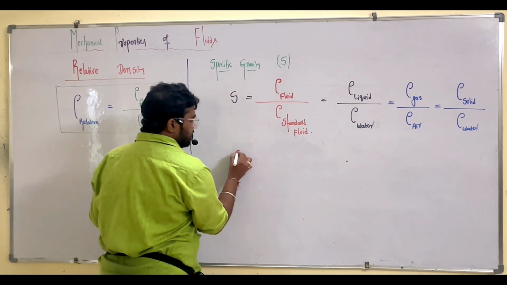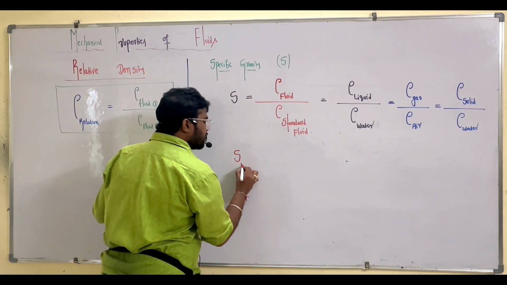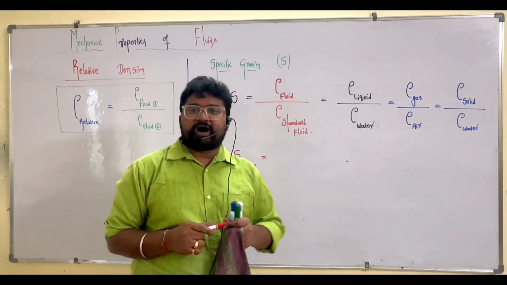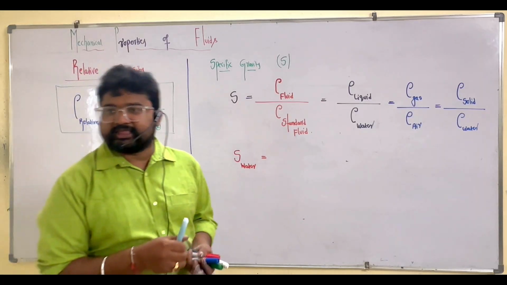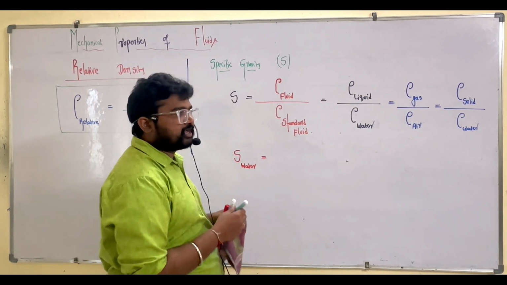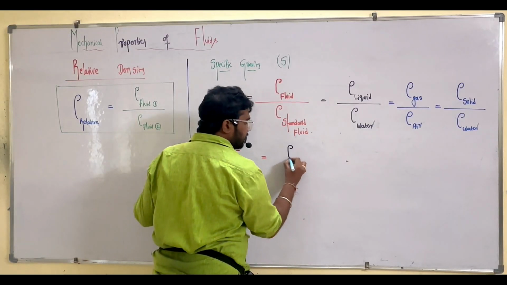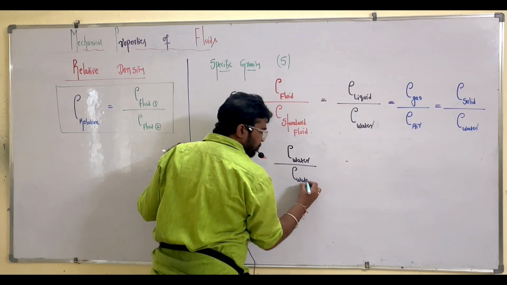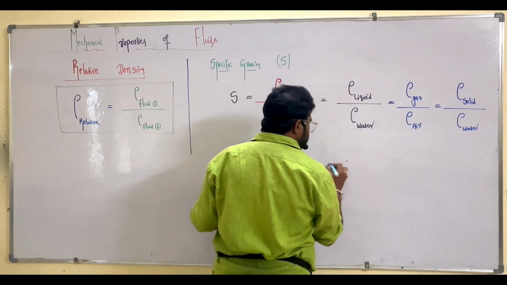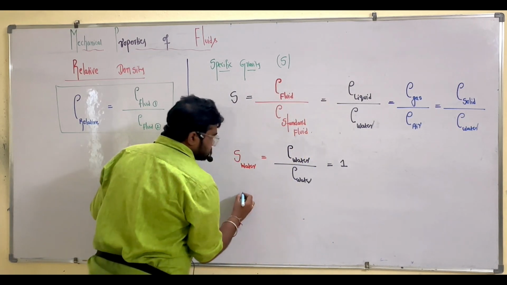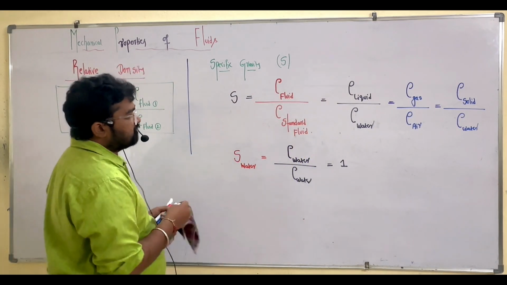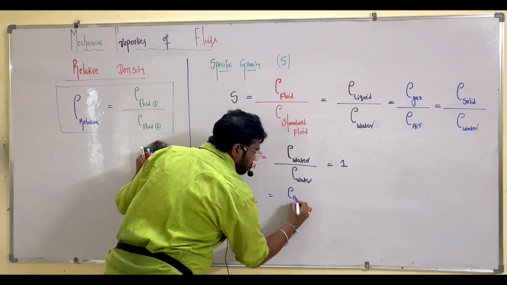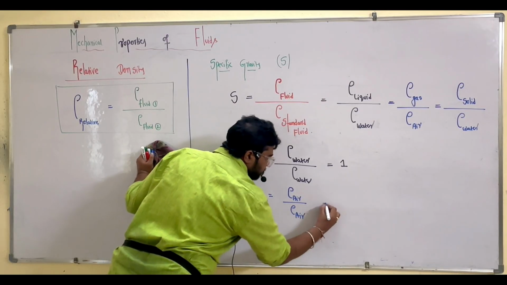Now, as per the discussion, what is the specific gravity of water? It becomes 1. Water is a liquid, and the standard fluid for water is water, so that is one. What is the specific gravity of air? Density of the air, air is the standard fluid. Of course, 1.